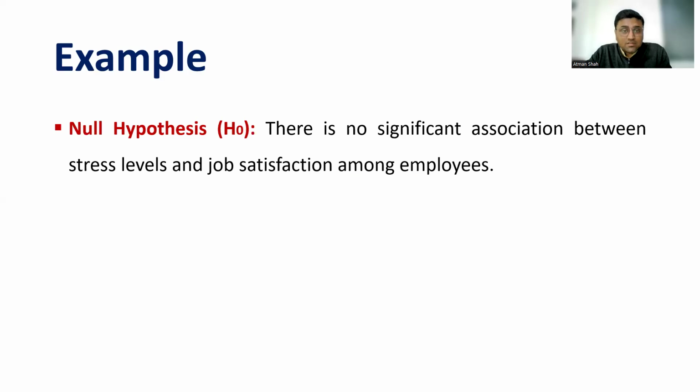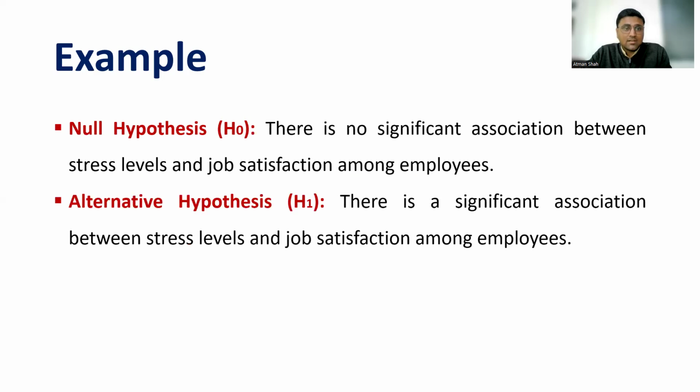So what is the null hypothesis? The null hypothesis says that there is no significant association between stress levels and job satisfaction among employees. The alternative hypothesis says that there is a significant association between stress levels and job satisfaction among employees.